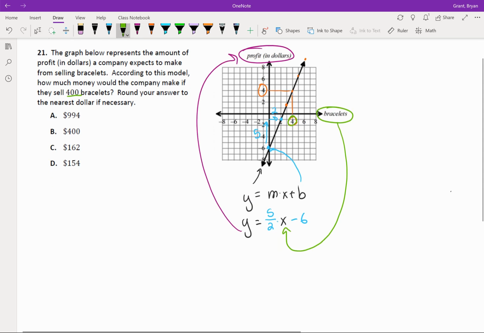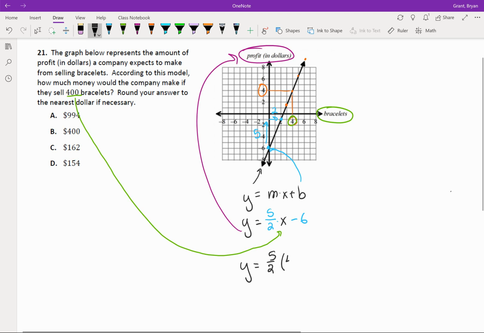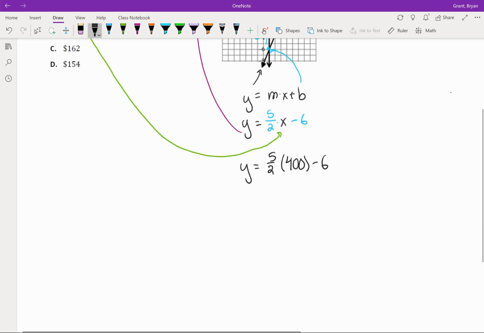Well, hopefully you're all saying 400, 400, 400, and you're totally right. So I'm going to take 400, put it in for an x, and let's see what the y is. So it's going to look like this. Y equals 5 halves times 400 minus 6. And you could use your calculator if you wanted. You could also do this in bits and pieces. Here's how I'd probably think of it.